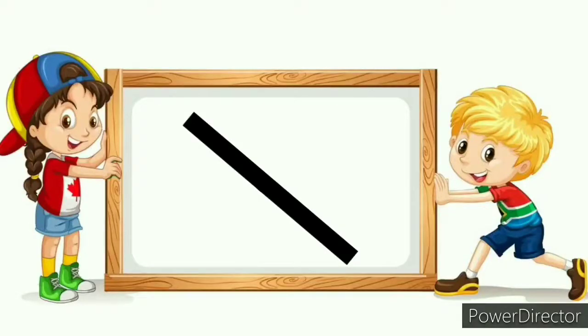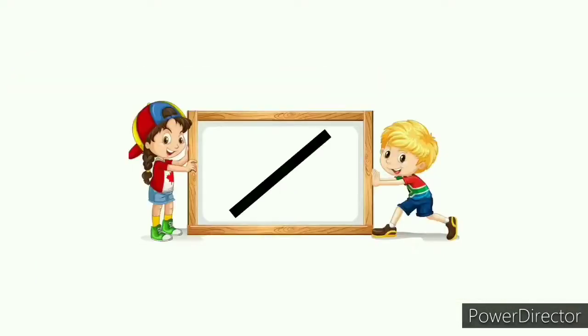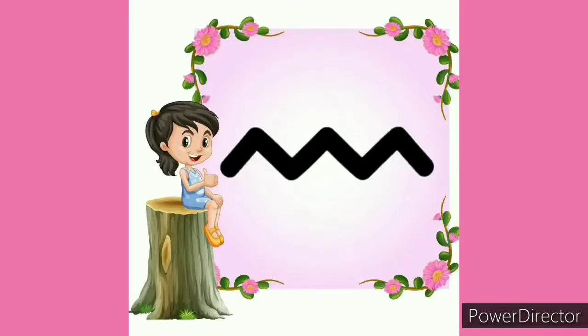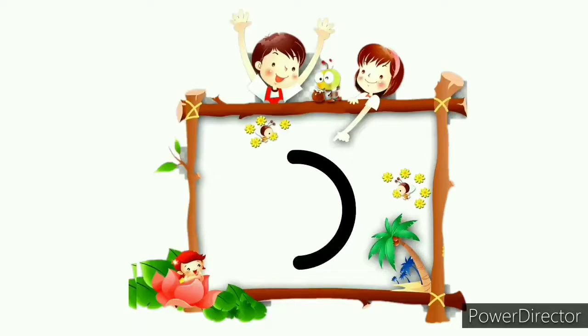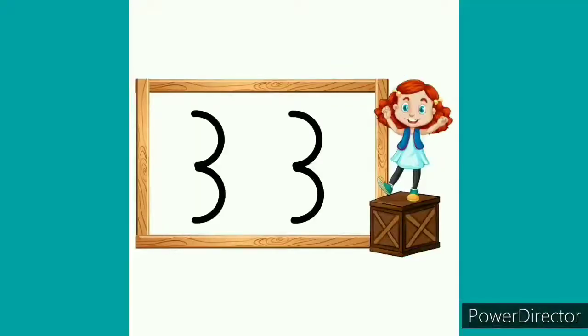This is a slanting line left to right. This is a slanting line right to left. This is a zigzag line. This is C curve or left curve. This is reverse C curve or right curve. With the help of two reverse C curves, we made this pattern.